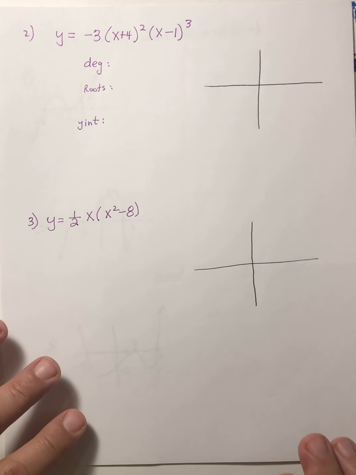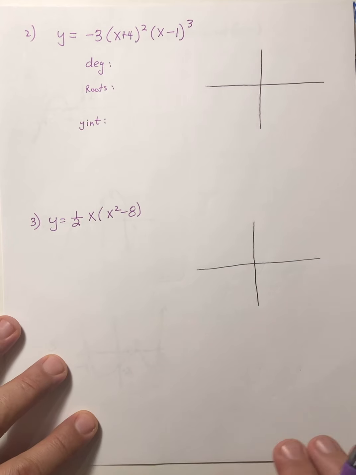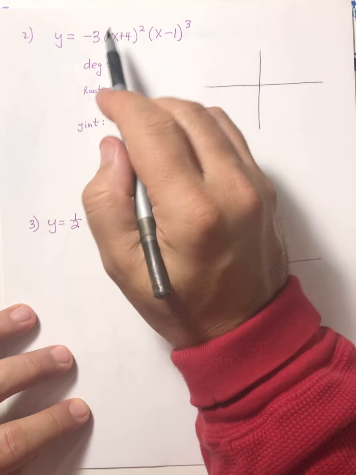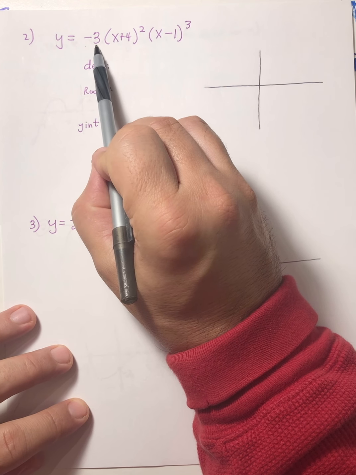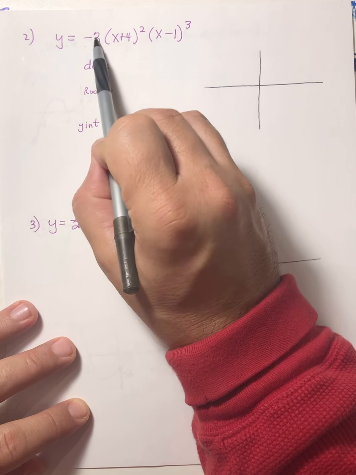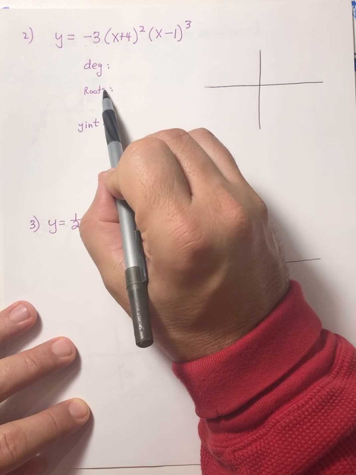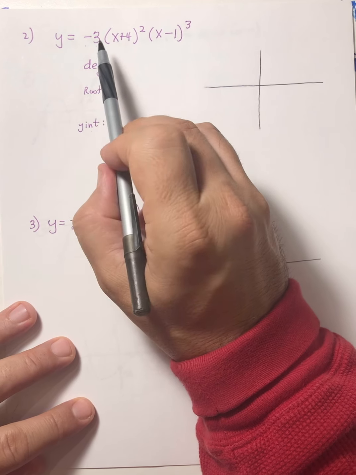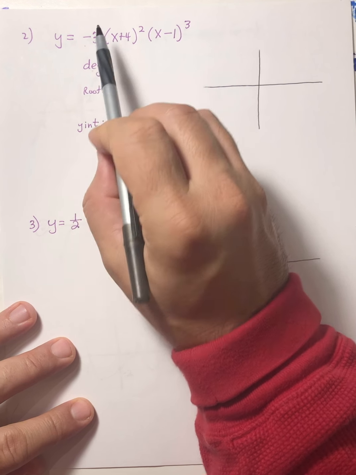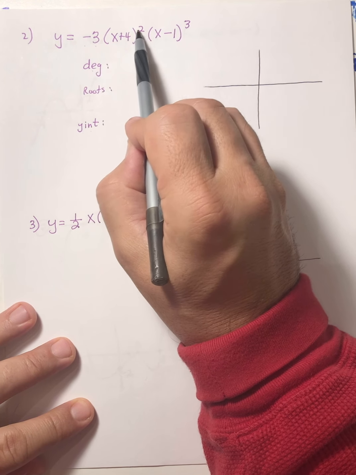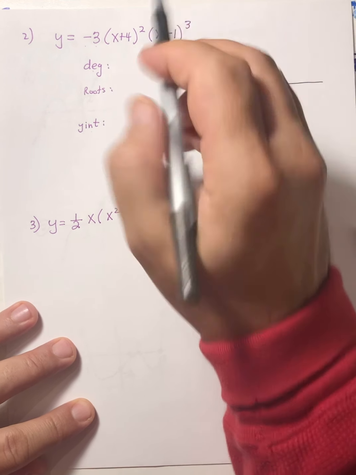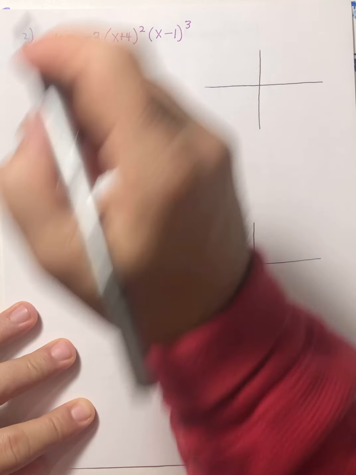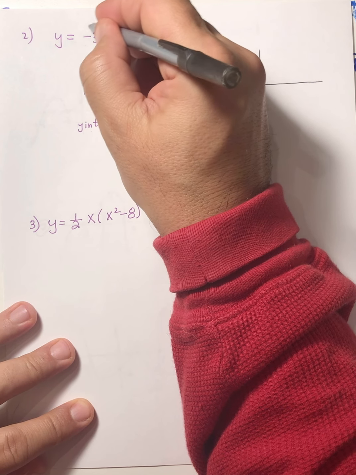All right, let's look at another one. So up here, yes, there's a lead coefficient that's negative. No big deal. We don't care about this. It doesn't affect the degree. It doesn't affect the roots. It will only affect the y-intercept. All right, so degree. There's no x here to worry about. x squared times x to the power of 3 is x to the power of 5. Okay? The lead is negative.